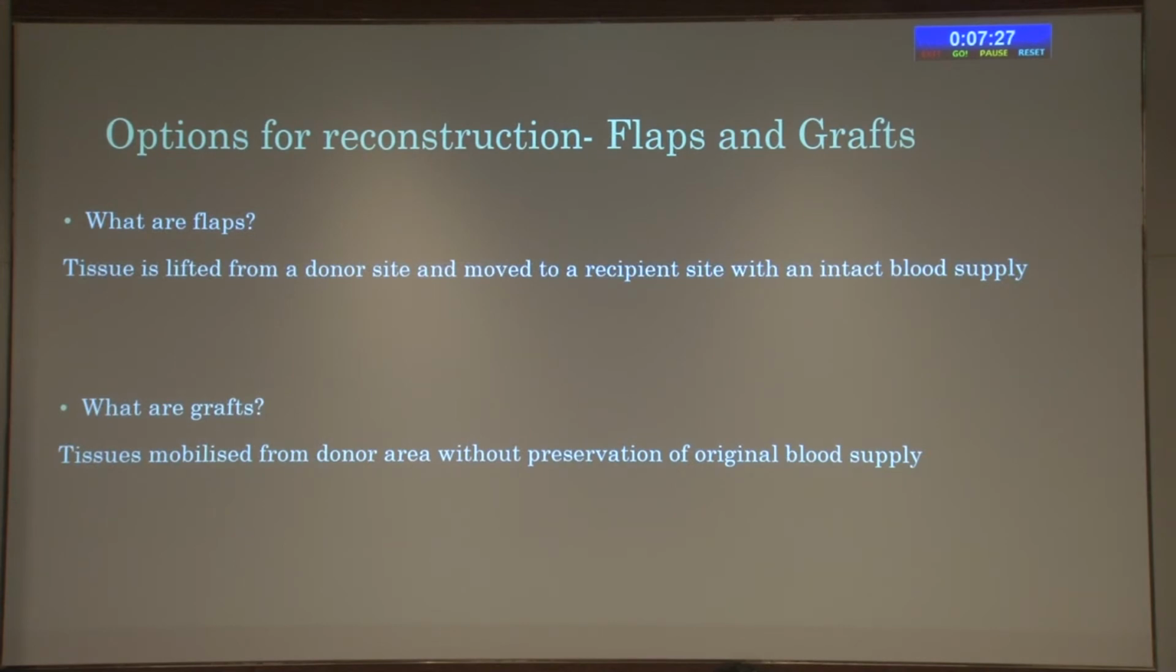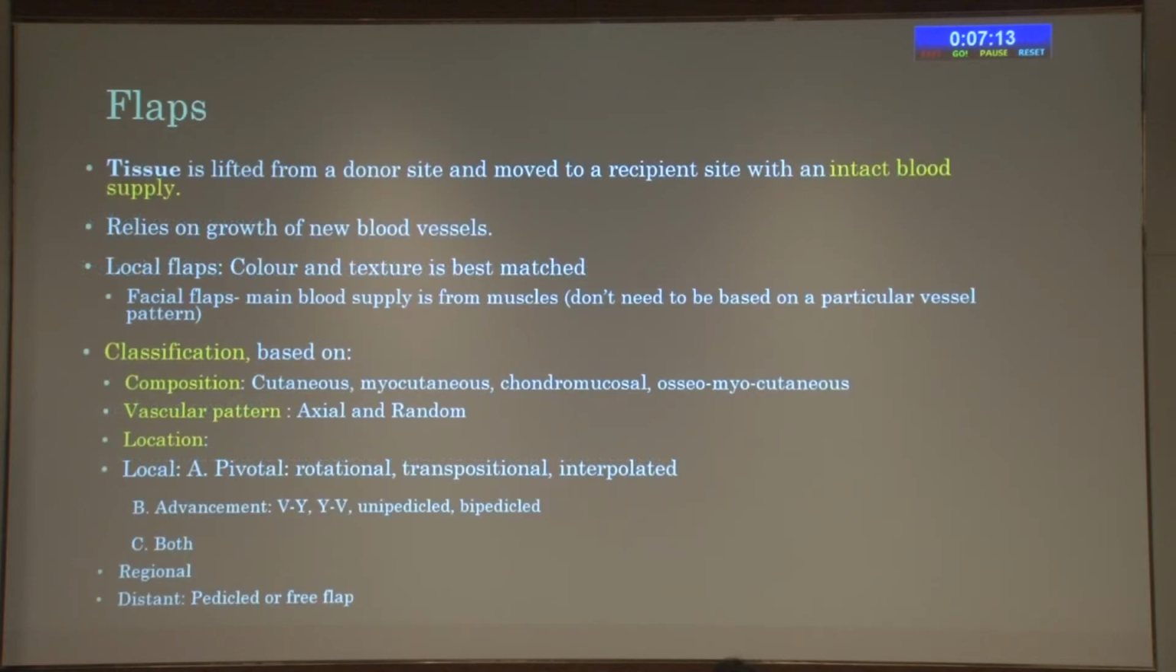So the options for reconstruction in this area are mainly flaps and grafts. The major difference between flaps and grafts is that flaps are tissues that carry their own blood supply. Grafts are tissues that are severed from their original blood supply. So the flaps rely on growth of new blood vessels also, but they primarily carry their own blood supply. In the area of the ocular region, they give a very good color and texture match. And for the facial flaps, usually the main blood supply is from the muscles, so they don't really need to be based on any particular vascular pattern. They may be classified depending on the composition, on the vascular pattern, and their location.